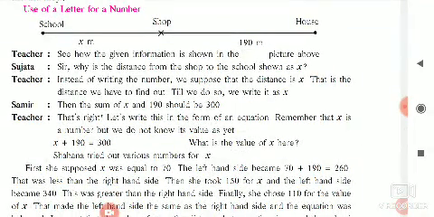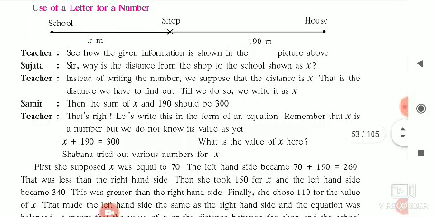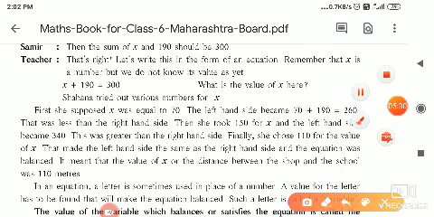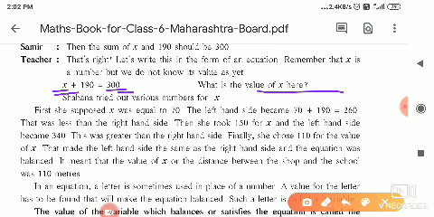That's right. Let's write this in the form of an equation. Remember that x is a number, but we do not know its value as yet. As I told you before, the thing we don't know, we have to take as a letter. So x plus 190 is equal to 300. So what is the value of x?